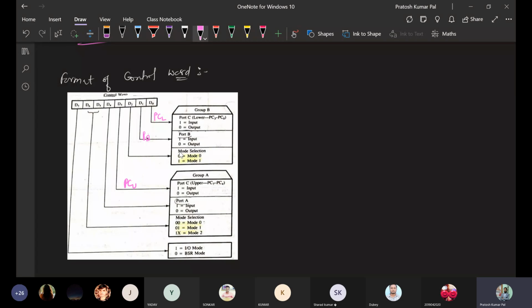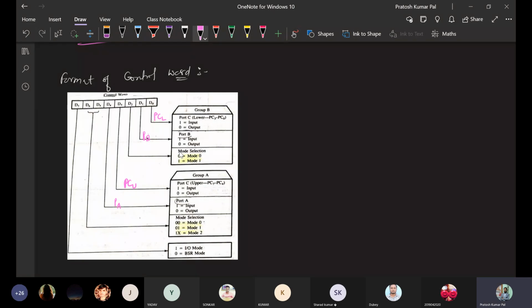The D4 bit will be deciding port A. So whether port A is working in input mode or output mode will be decided by the D4 bit. And the D5 and D6 bits combined will decide the mode, because here mode 0 and mode 1 are decided. So this mode 1 and mode 0 selection is basically for port B.